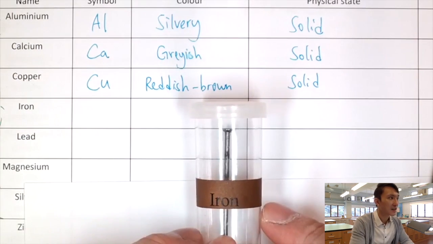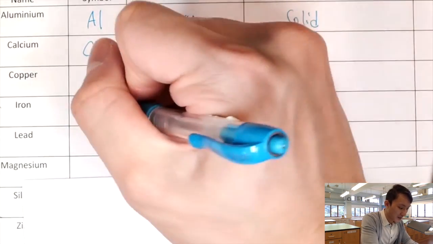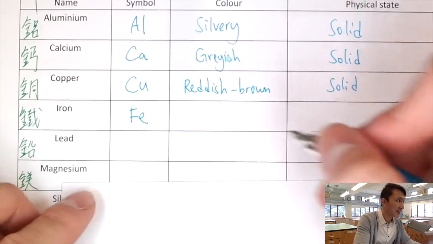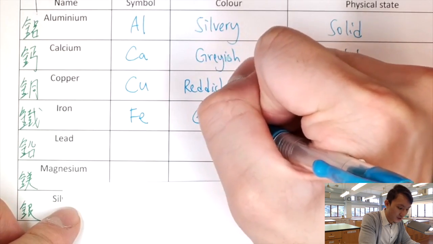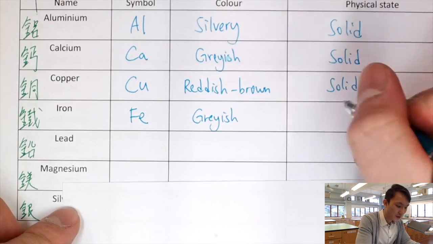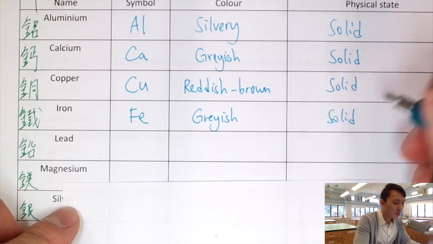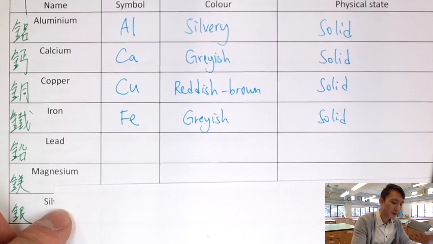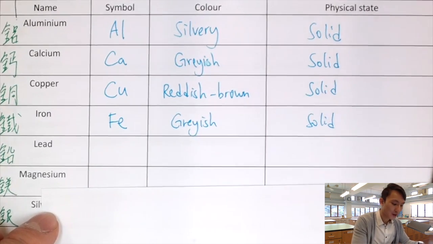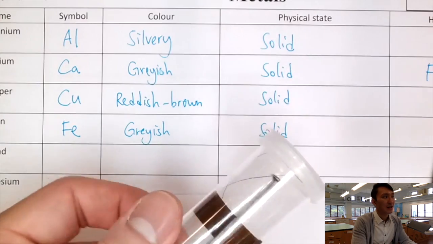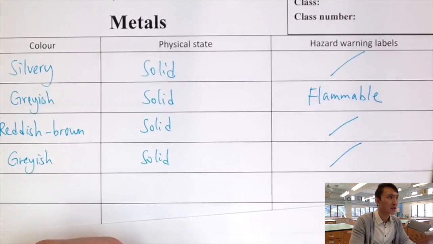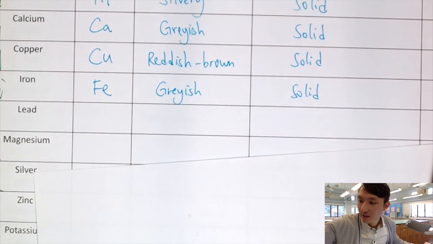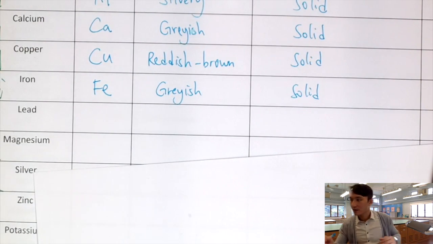Now, this is iron. The symbol is Fe. Again, this comes from the Latin word. The color is grayish. You won't say it is silvery, grayish. And this is a solid. I will explain to you why some of them are grayish and some of them are silvery later, after we go through all those metals. Now, the hazard warning label, well, it doesn't have any, so just cross it. Okay? Now, lead. Let's see, do we have a lead?